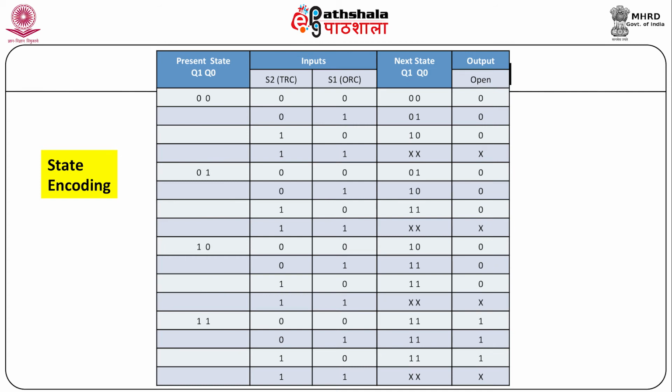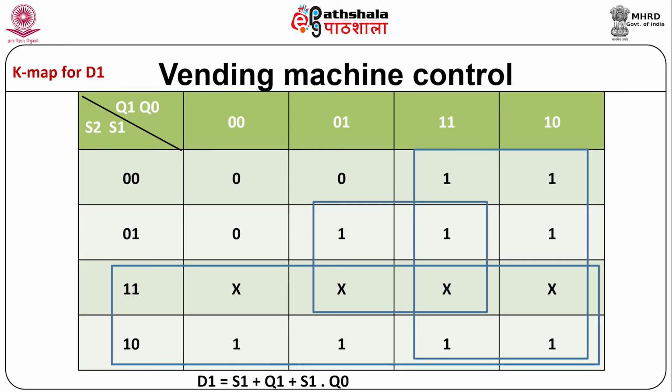Consider the following substitutions in the state table. ZR is equal to SA is equal to 0 0, 1R, that is state B, is equal to 0 1, 2R, SC, is equal to 1 0, and 3R, SD, is equal to 1 1. Note that this substitution is not only in the present state but also for the next state as well. Next step in FSM design is to prepare K maps for D1, D0 and outputs.